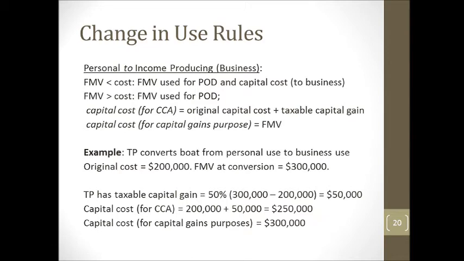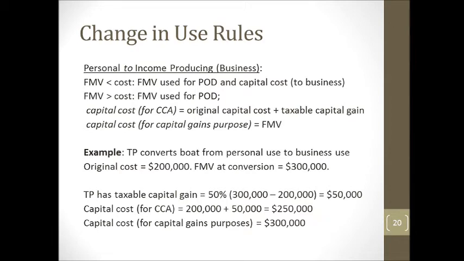Okay, so what do we have here? The boat was acquired originally for $200,000, and at the time that it was converted from personal use to business use, the fair market value was $300,000. So the fair market value is greater than the cost. Now there's a deemed disposition at fair market value. Therefore, the taxpayer has a capital gain of $100,000, of which 50% is taxable. Therefore, the taxable capital gain is $50,000.